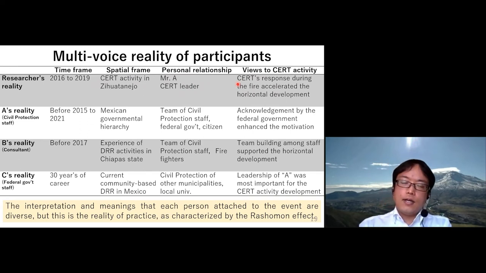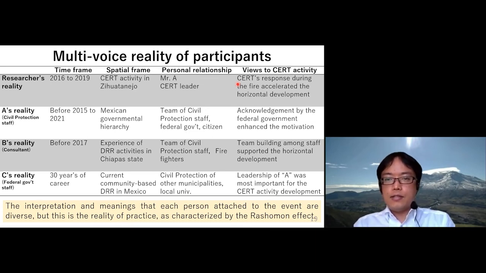as the third response during the fire accelerated the horizontal development of SART activities. So as a part of action research, I thought that this fire accident and the SART response for this fire actually was very, very important to accelerate the horizontal development of SART activities in Xihuatanejo municipality. So that's why I made that kind of stories in the visual ethnography movies. But that was my perspective only.